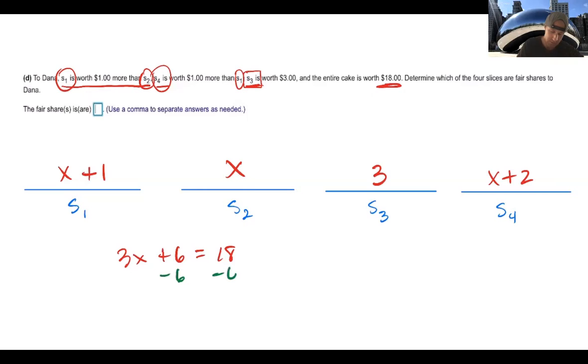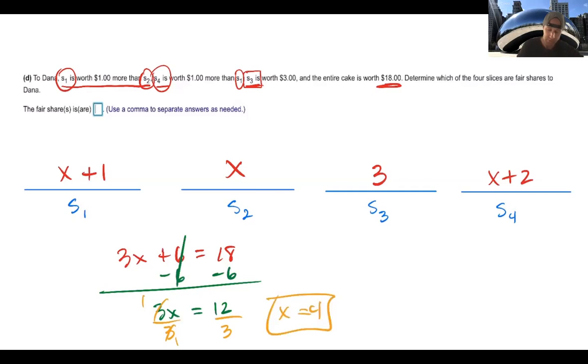So now we just undo all of these operations by first subtracting to get a 3x on the left and 12 on the right. Divide by 3 to both sides. And we have now found x is $4, which means I know that this is $4. This is still and always will be 3. And then this was $4 plus 1, which would be $5 for S1. And then over here, 4 plus 2, a total of $6.